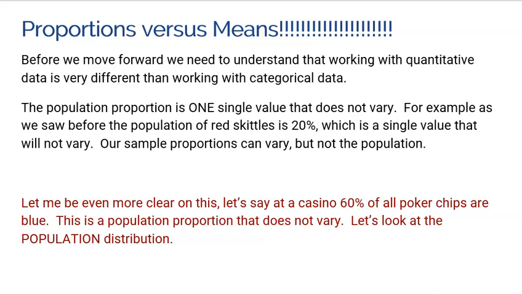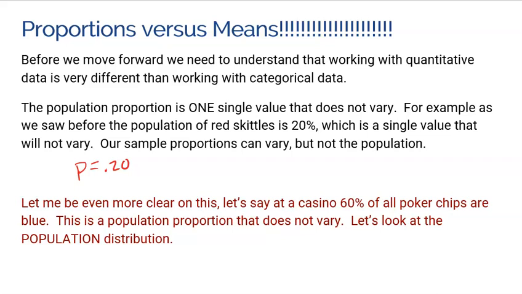So when we're working with categorical variables, we're working with words, right? For example, the color of Skittles. Those are words: red, orange, yellow, green. Now, if we know that in the population of all Skittles, 20% are red, that is a single population value. We call it a population parameter. That would be the true proportion of red Skittles is 0.20. That value does not vary. That is the value for the population. It's not going to vary at all.